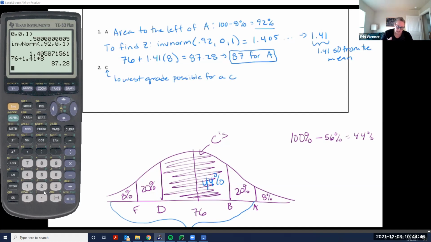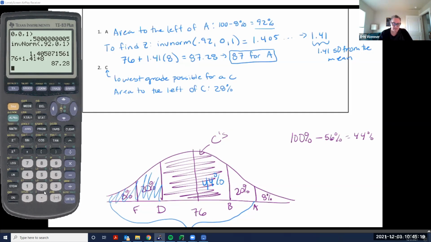So the area to the left of our C, again, this whole purple region is what is C. The area to the left of C is right here. So we have 28%. We don't have to subtract this off of 100 like we did for the A's because we were looking at the other side. It's already to the left, so we can use it as it is.